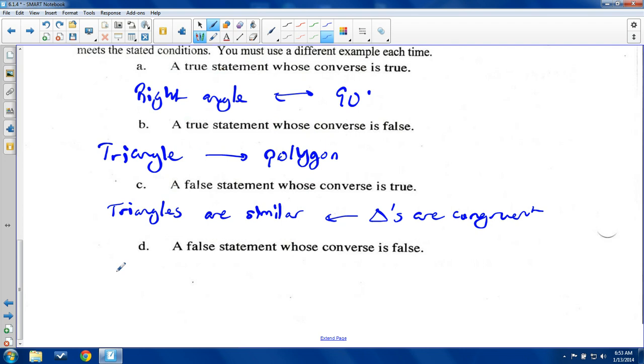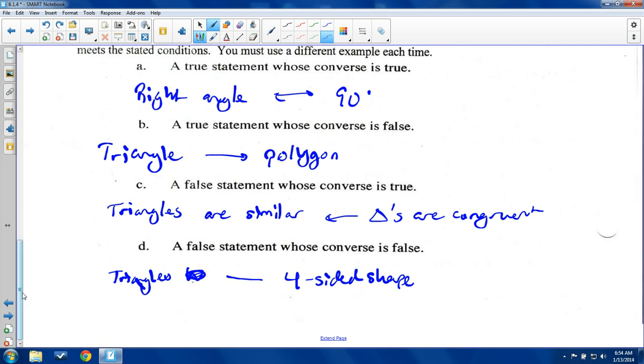And then false statements whose converse is false. I'm going to get ridiculous here. If we're looking at a triangle, that means we're looking at a four-sided shape. But obviously it's not true. Triangles do not have four sides. They're not four-sided shapes, and four-sided shapes are not triangles, right? So that's a pretty obvious one, but that's not really good. I'll come up with a better example, hopefully in class.